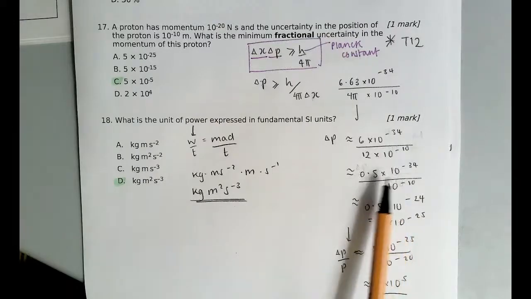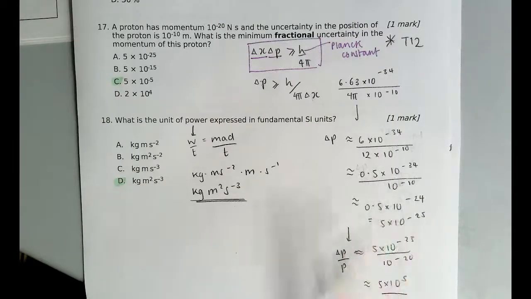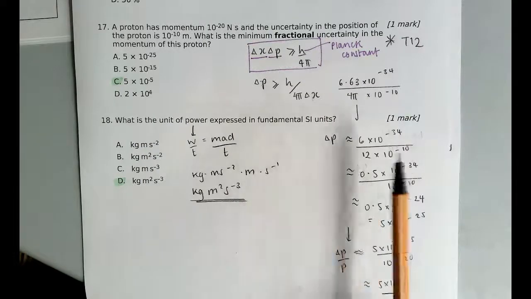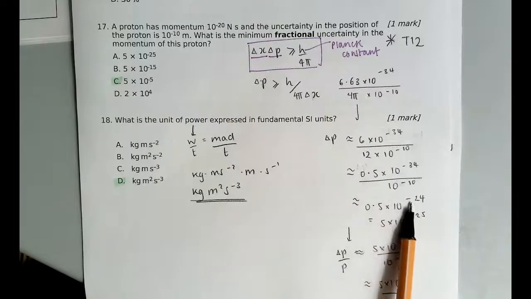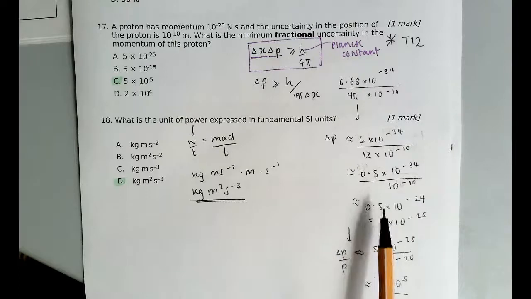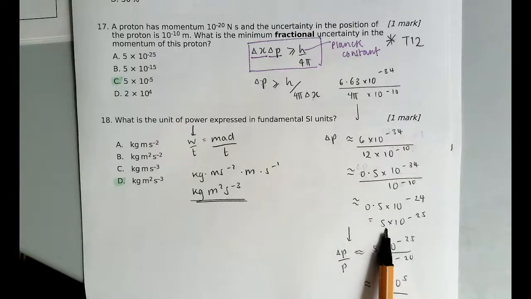If I'm doing 1 over 10 to the minus 10, I'm doing the same as multiplying by 10 to the 10. So I've got minus 34 plus 10. So that means I'm left with 0.5 times 10 to the minus 24. I can then write that in proper standard form as 5 times 10 to the minus 25.